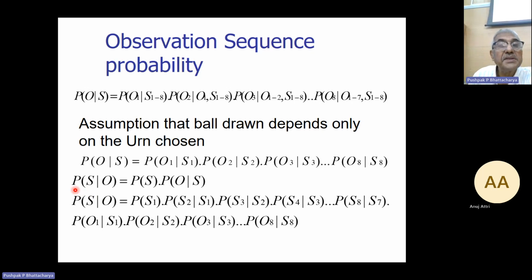So what we come to is probability of S given O is probability of S into probability of O given S. This equal to is to be taken with a pinch of salt. It is equal to with the understanding that the denominator probability of O is dropped. It is because of the argmax computation, which is probability of S1 into probability of S2 given S1, S3 given S2 and so on, and into probability of O1 given S1, O2 given S2 and so on. So we have obtained the transition probabilities of states and the observation probabilities.